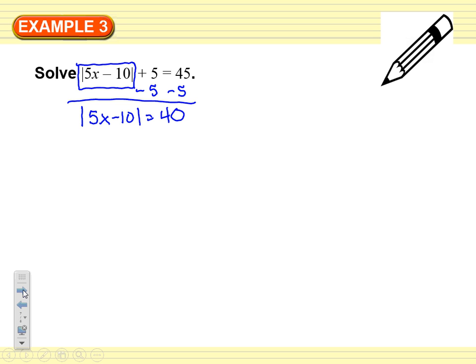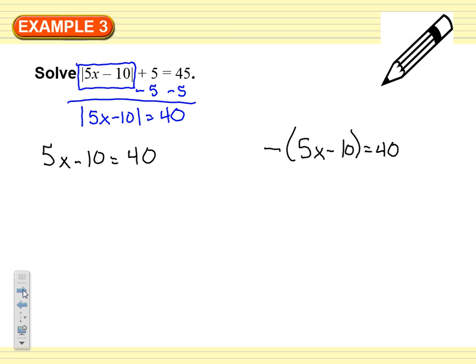So I'm going to set up my 2 equations. My positive one is 5x minus 10 equals 40. My negative one is going to be the negative of the parenthesis 5x minus 10 equals 40. Solve both of these. This one I'm going to add 10 to both sides. I get 5x equals 50. Divide both sides by 5, x equals 10.